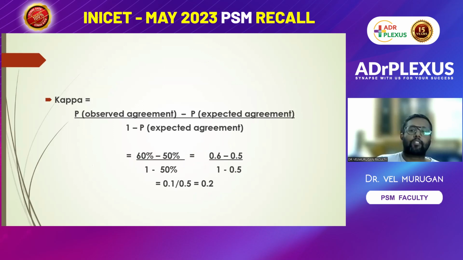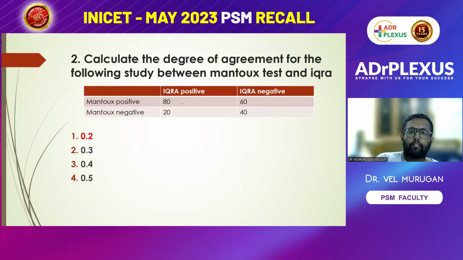So this is the formula. Kappa statistic is nothing but probability. P stands for probability. That is nothing but probability of observed agreement minus probability of expected agreement, divided by 1 minus probability of expected agreement. So no need to panic. We have A, B, C, D. Totally we have 100, we have 100. So we have 140 and we have 60. So the grand total is 200.